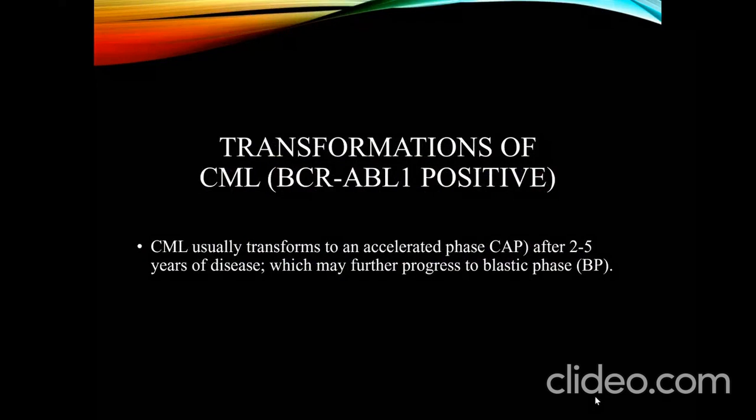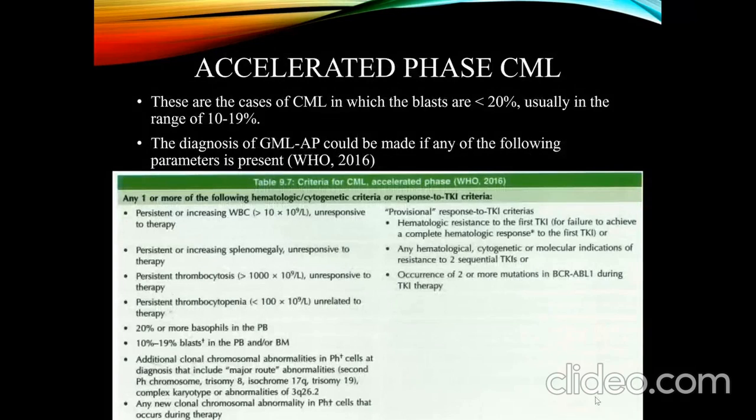Transformation of CML. CML usually transforms to an accelerated phase after 2 to 5 years of disease, which may further progress to a blastic phase. The accelerated phase of CML, these are the cases of CML in which the blasts are less than 20%, usually in the range of 10 to 19%. The diagnosis of CML accelerated phase could be made if any of the following parameters is present.